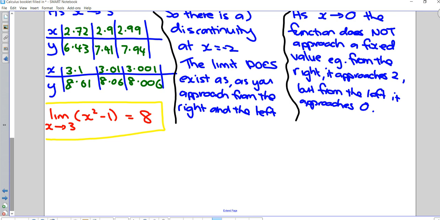Isn't it supposed to approach the 2? As x approaches 2, do the y values approach a fixed value? Yeah, so the answer to the limit is about the y values.